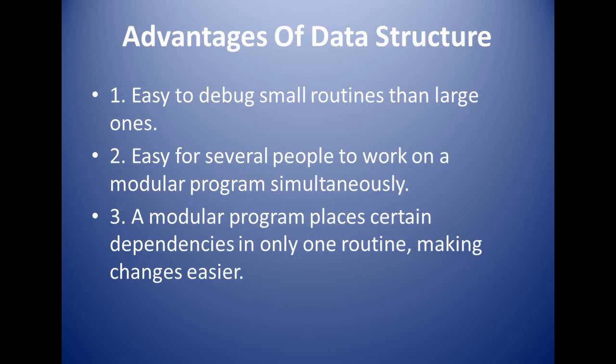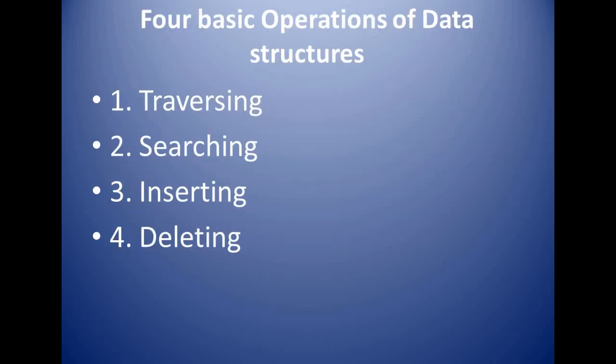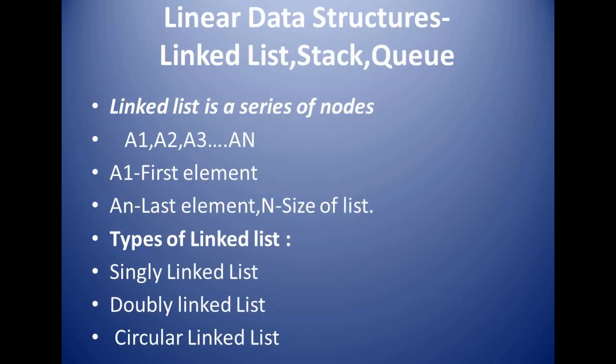These are the advantages. So next, what are the basic operations of data structure? First one is traversing, searching operation, inserting operation, and deleting operation. These are the four basic operations we are using in data structures. Next, what do you mean by linear data structure? I already told, linear data structure means linked list, stack, queue, everything is a linear data structure, and non-linear data structure means tree, graph, and all come under the non-linear data structure.